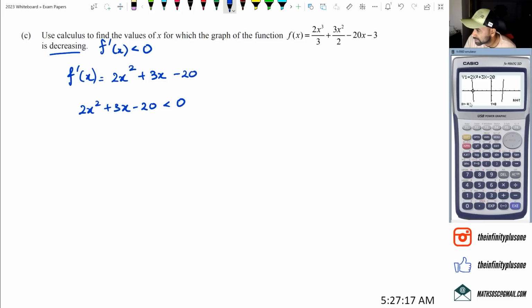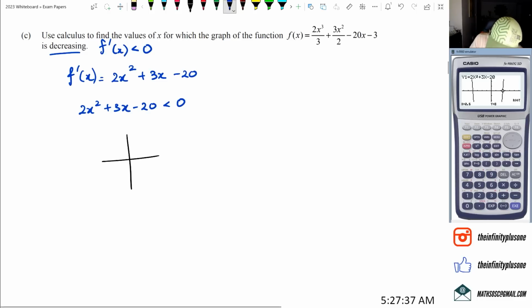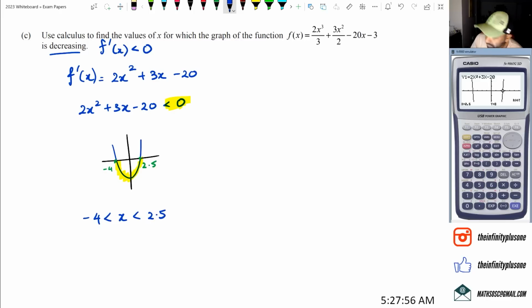Let's try G-solve. And we're looking for the roots. So there's my first root, which is at -4. And my second root, which happens to be at 2.5. Now, you don't really need to show any kind of working here because you've got those 2 points and you can see that the parabola is negative between those 2 points. So if I was to sketch it, here is the parabola right now. And my 2 points are -4 and positive 2.5. And if you look at it, the part where it's less than 0 is this part here.